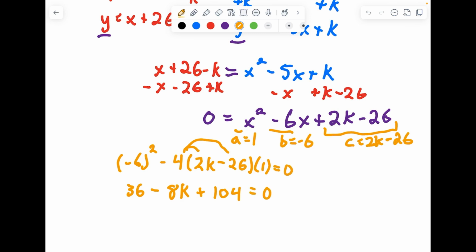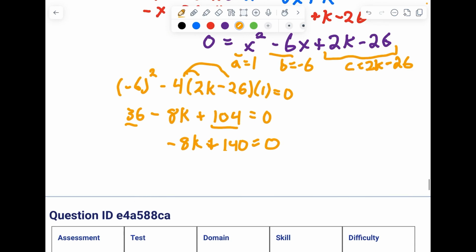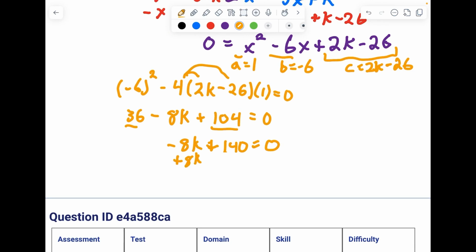I'm going to combine these like terms, and I get negative 8k plus 140 equals 0. I'm going to add 8k to both sides to get 140 equals 8k, and finally divide both sides by 8. And I get that k equals 140 over 8.